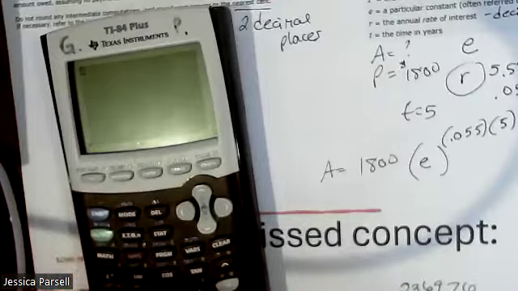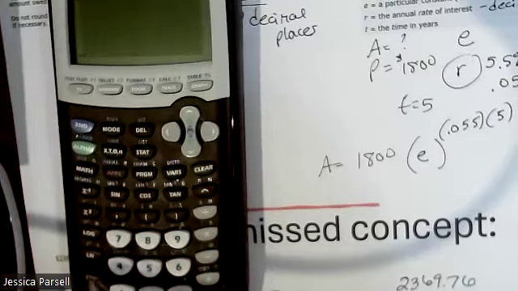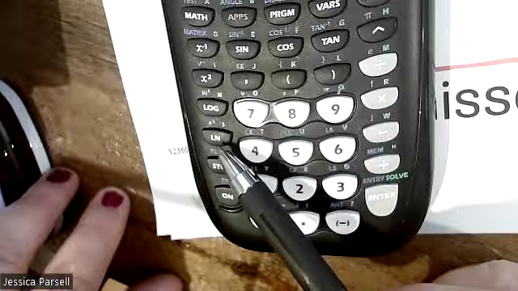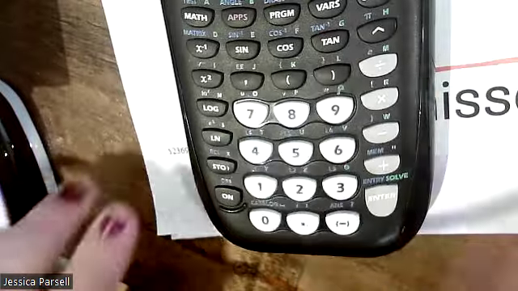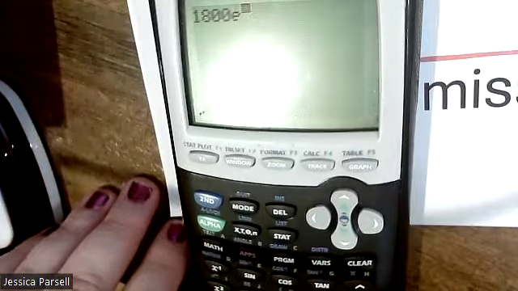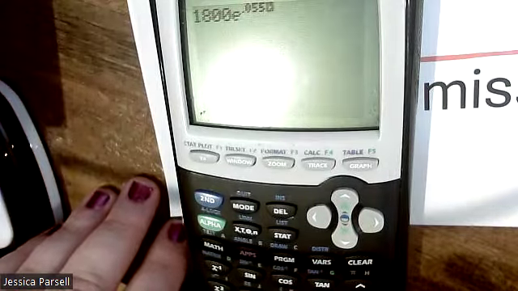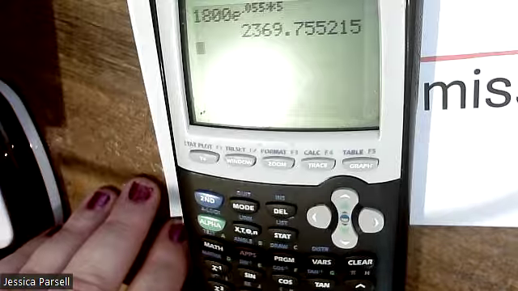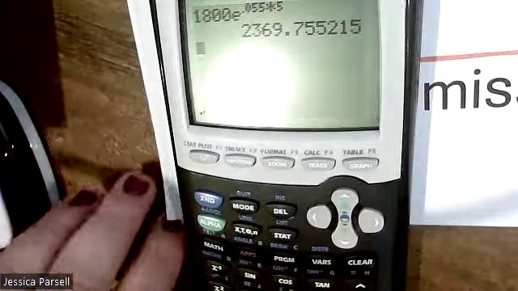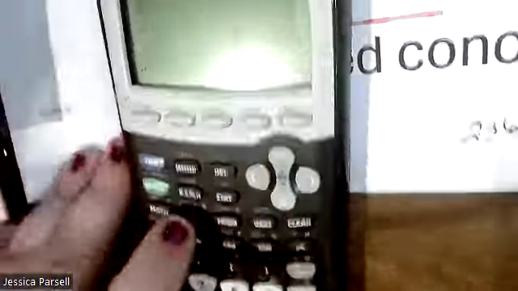That was helpful. So on the graphing calculator, you would just do 1,800, and then there's an e button here, right above the ln. You get to that on the graphing calculator by hitting the second button and then the ln button. So I'll show you what that looks like. That helps you go up into the e land. And then it's 0.055, which is that rate times the time. So 2369 point, we want to go out 2 decimal places, so that 5 would make that 5 a 6. So we would have 2369.76.